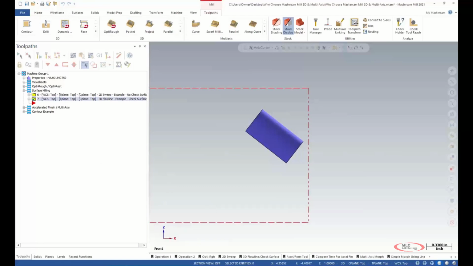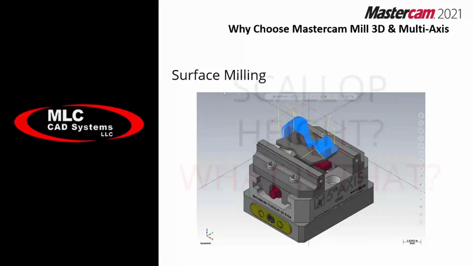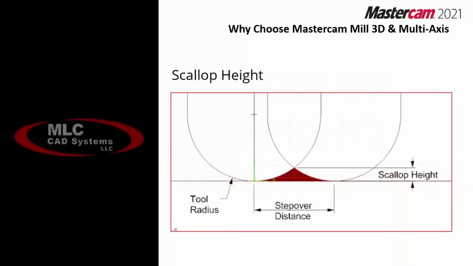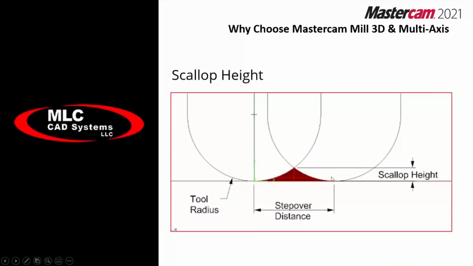And one thing I'd like to mention before we move along is you notice in the last toolpath I talked about for the 3D flow line, we had the ability to have the step over be a certain distance or a scallop height. So if you're not too big into surface milling, you might be asking what a scallop height is. Your scallop height is going to be the material that's left behind, and it's going to be a combination of your tool radius and your step over distance. Now, you'll notice that in this case, I'm using a ball mill.